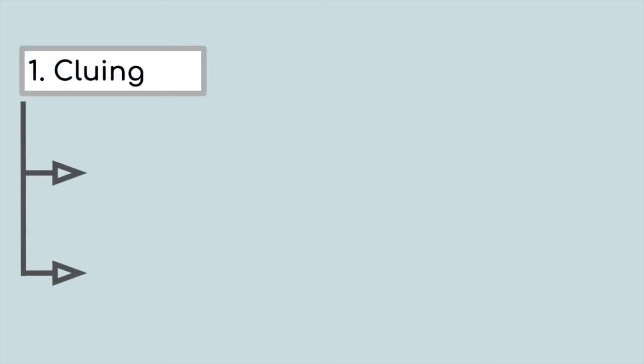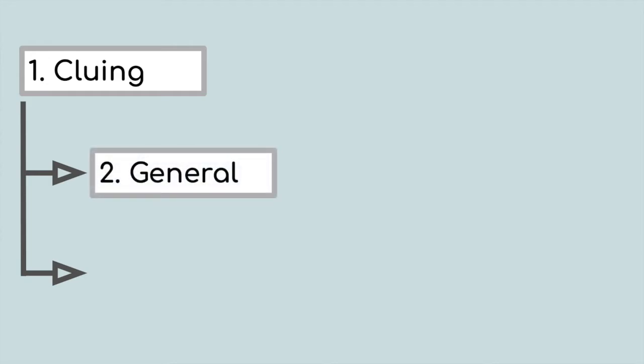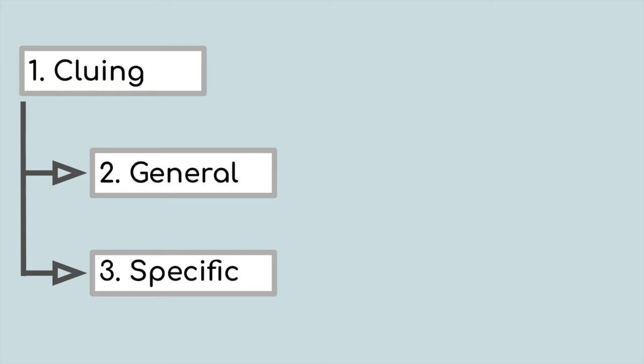So, of course, our first three are the ones you'll know. Number one, we have cluing. Number two, we have general. And number three, we have specific. I have them all attached by arrows here since general and specific topic sentences are types of cluing topic sentences, as we've been speaking about over the past few weeks.